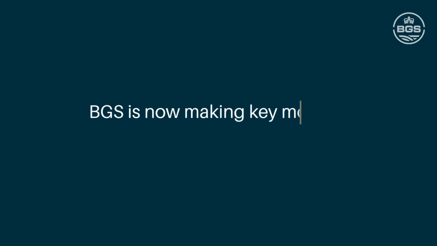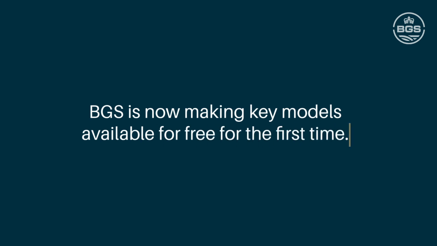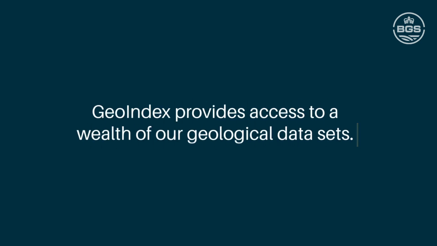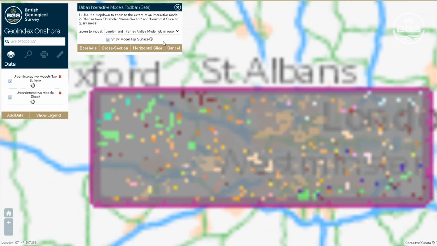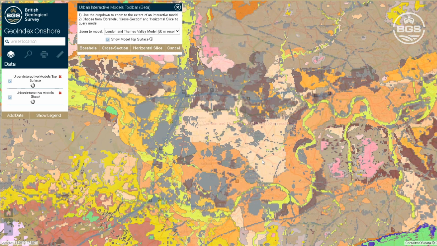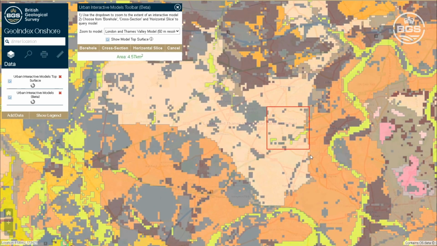BGS is now making key models available for free for the first time via a new interactive tool in the BGS GeoIndex. The GeoIndex is our shop window and provides access to a wealth of BGS's geological datasets, including digital maps and borehole records. In this video, we will show you how to use the new Urban Interactive Models tool to create virtual boreholes, cross-sections and horizontal slices through the geological models, revealing the key geological units underground.